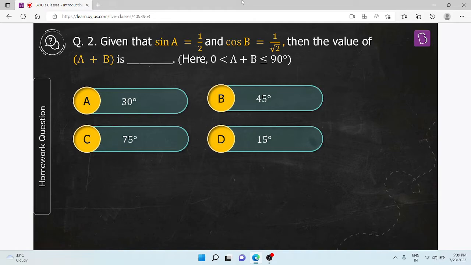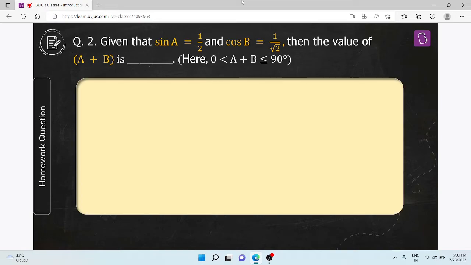Sakshi said 75 as well. Devraj's answer is also C 75. I think again C by Skand as well. And then all of you are saying C. Students, are you sure with your answer? Okay, let's try to solve this.